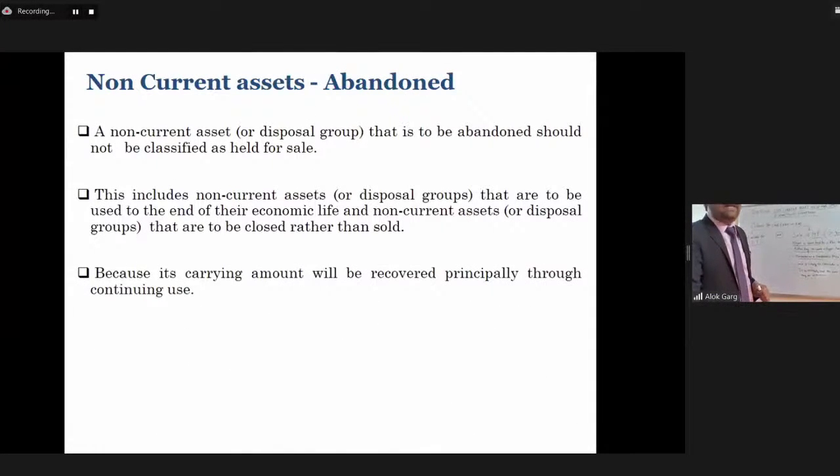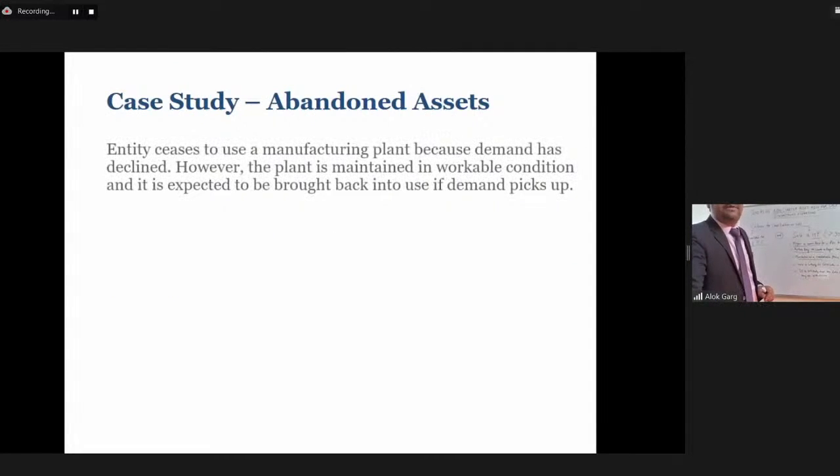Okay. So friends, this was for non-current asset held for sale. Now, what is meant by abandoned asset?